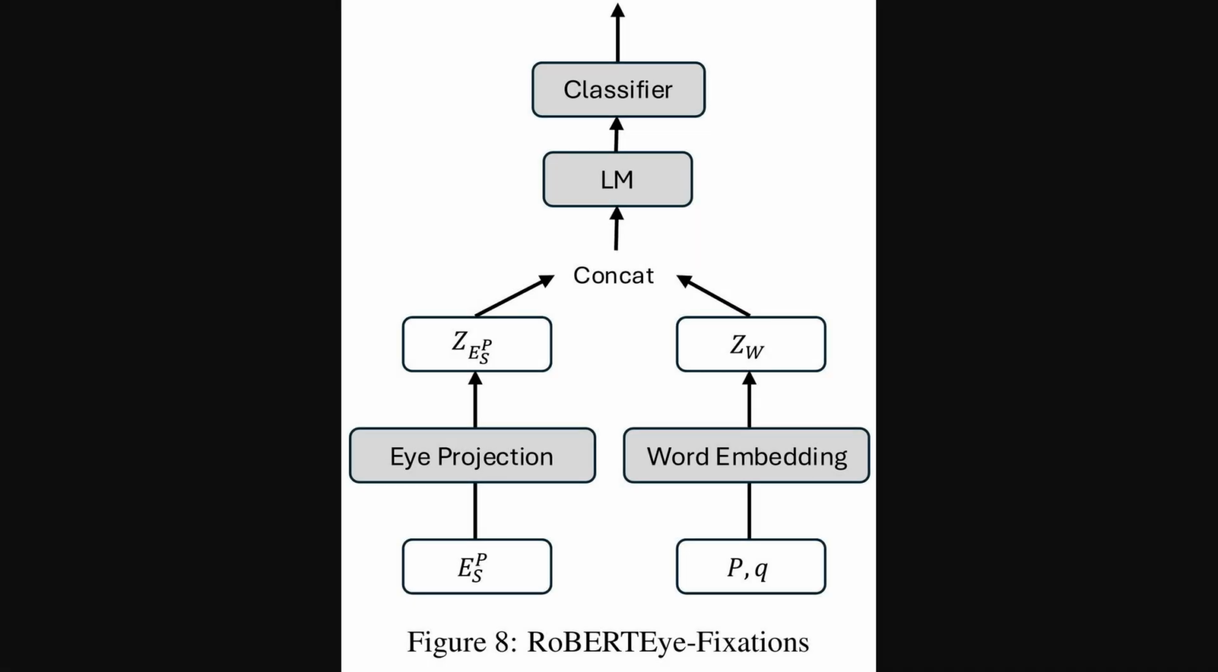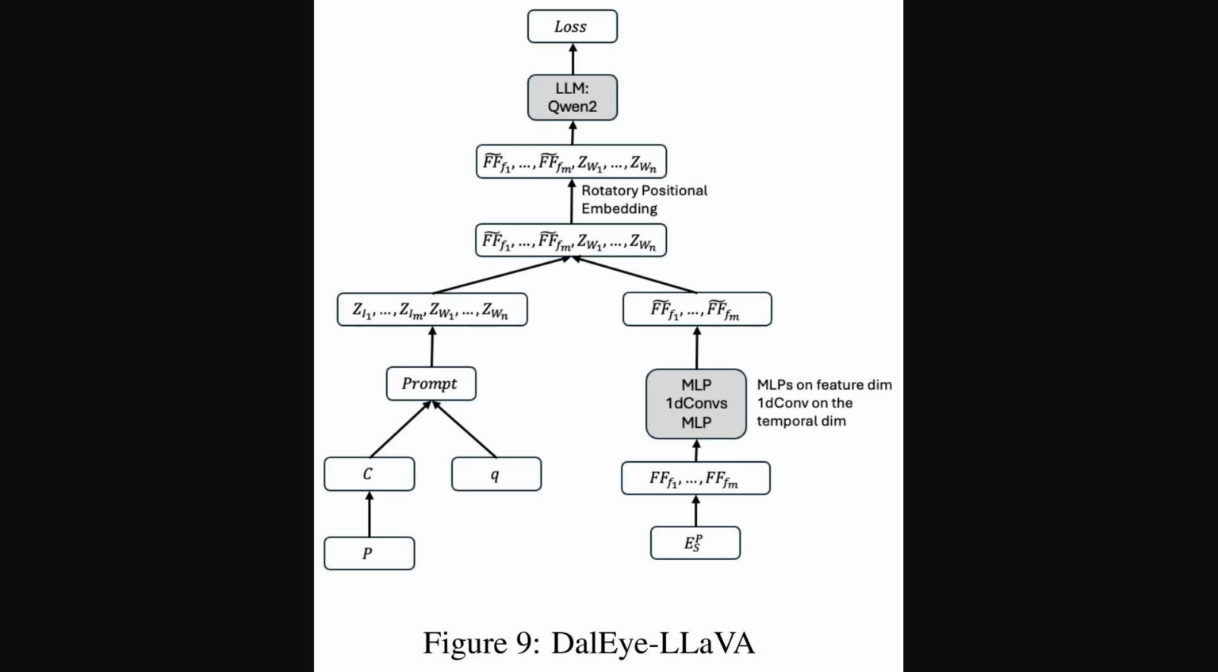Alright, so to see how that very successful Robert Eye Fixations model actually achieves its results, Figure 8 here shows its internal setup. It processes eye movement data through something called an eye projection. Simultaneously, it takes the text from the paragraph and the candidate questions and converts these using word embedding, which is a technique to represent words as numbers for the AI. These 2 distinct types of information are then concatenated, or basically joined together and passed to a language model, an AI specialized in understanding text, and then to a classifier, which makes the final call on which question the reader was likely pondering. Alright, so that was a look at how a discriminative model works.